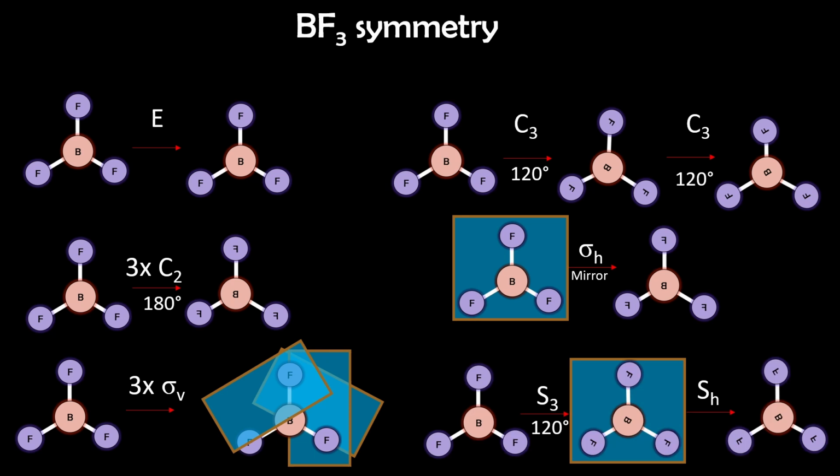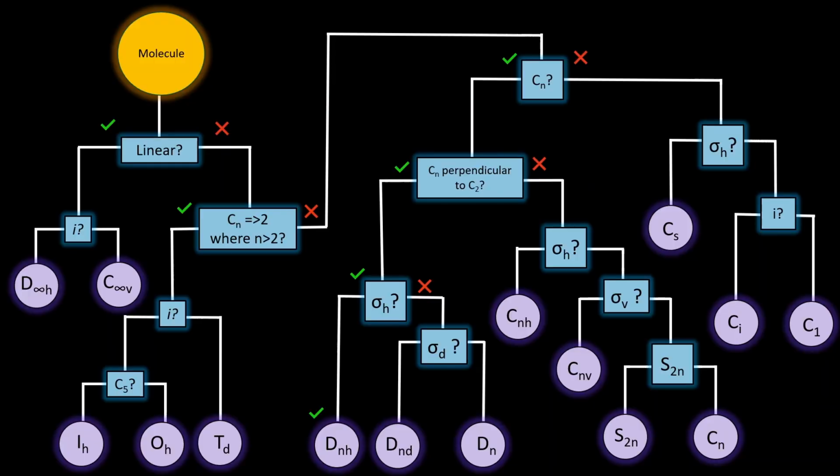Now, using the flow chart, is the molecule linear? No. Does it have more than 2 Cn axes where n is greater than 2? No. Does it have a Cn rotational axis? Yes. Is there a C2 perpendicular to it? Yes. Does it have a sigma h mirror plane? Yes. So we have Dnh, or in this case D3h.